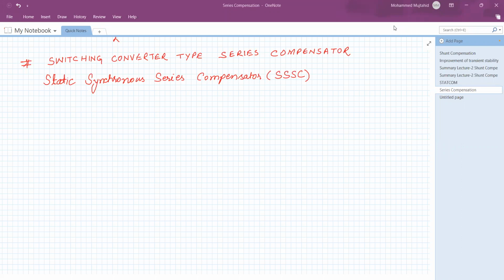Till date, we have discussed the variable impedance type series compensators, in which three methods have been discussed. One is the gate turn-off thyristor controlled series capacitor, second is the thyristor switched series capacitor, and third is the thyristor controlled series capacitor.